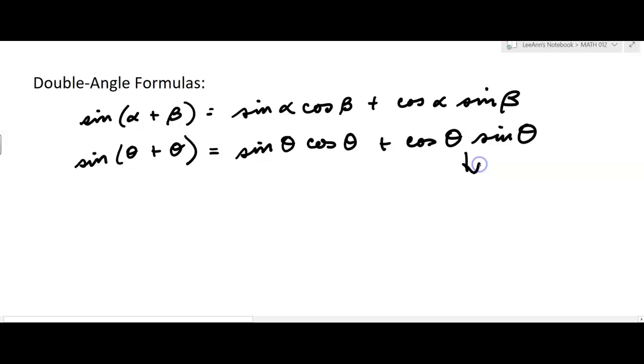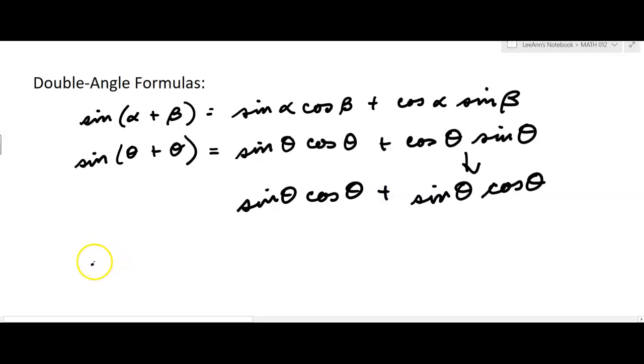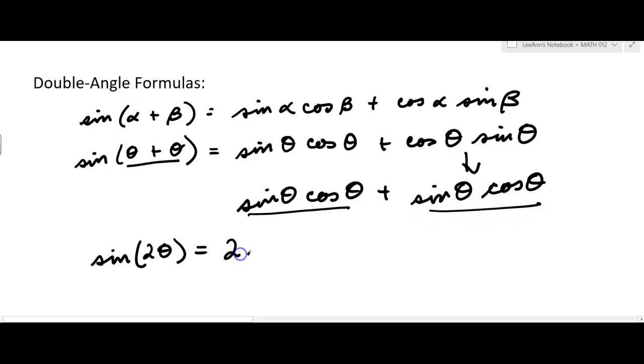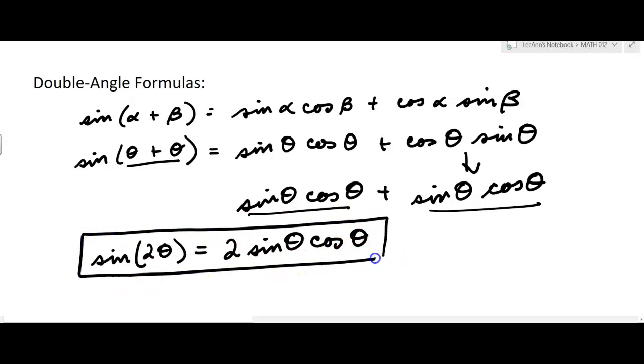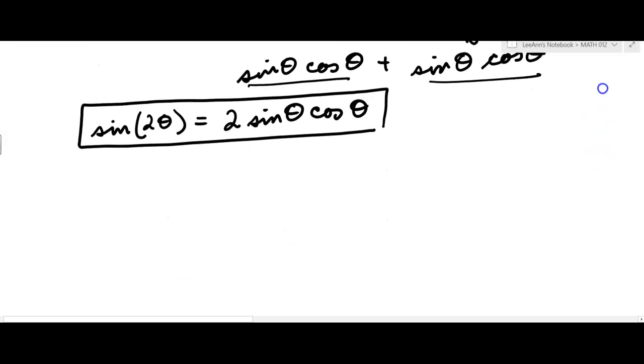But isn't this really just sine theta cosine theta, twice? And so now we have 2 of them. And so we get the sine of 2 theta, theta plus theta, equals, and then there's 1, 2 of these, 2 sine theta cosine theta. And so that's the formula. It's called the double angle formula, and that's what it looks like.